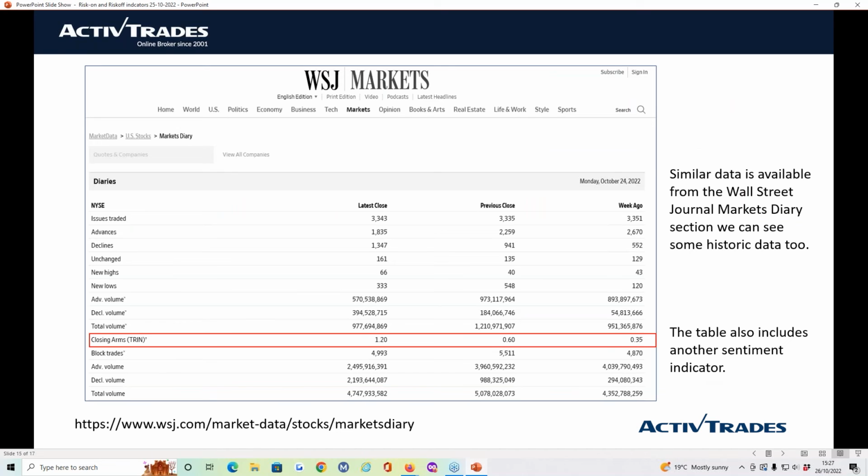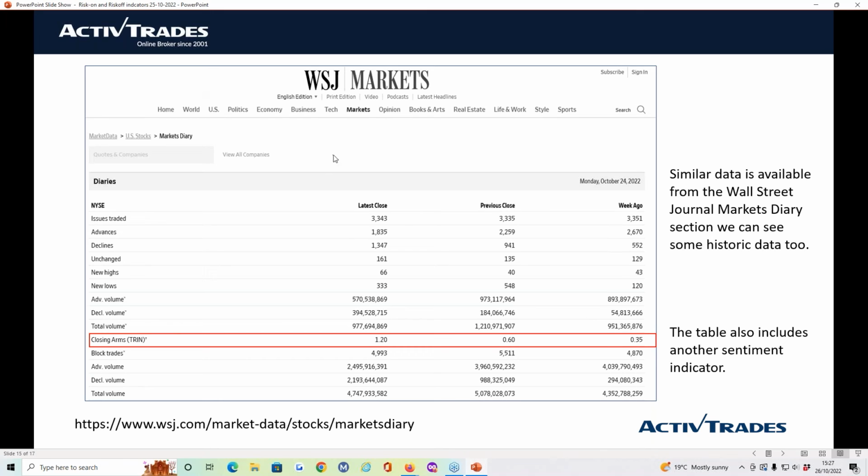Now, if you don't want to take the trouble to find that data on barchart.com, then there is a more straightforward way to have a look at market sentiment and the breadth and trend in the market, and that's available from the market diary section of the Wall Street Journal. Again, this is free. A lot of their stuff is behind a paywall, but this particular area isn't. So you can find that by searching Markets Diary Wall Street Journal, and you'll be taken to this page.